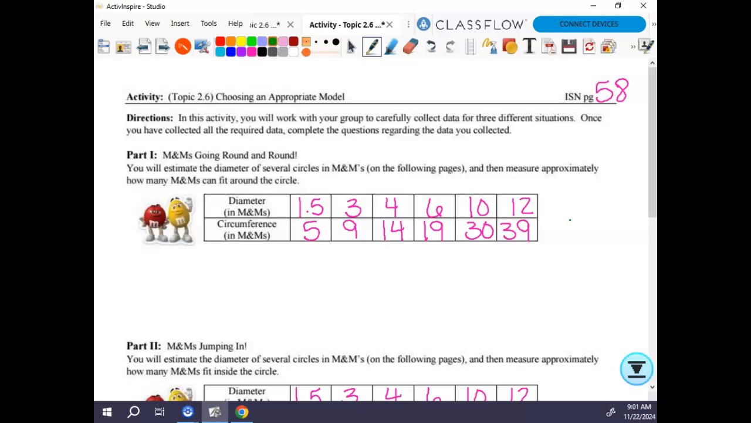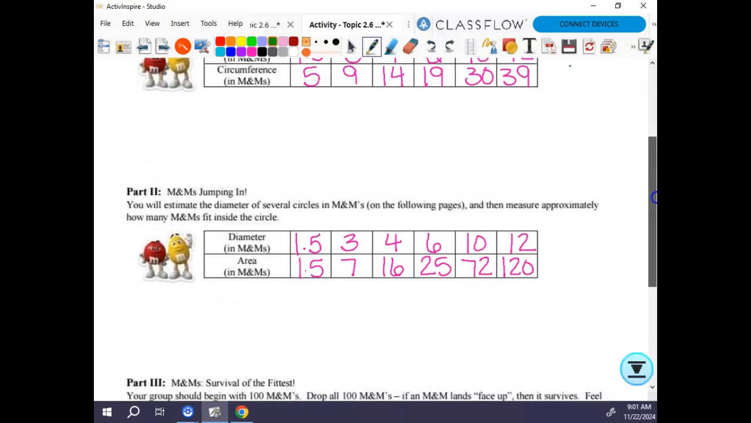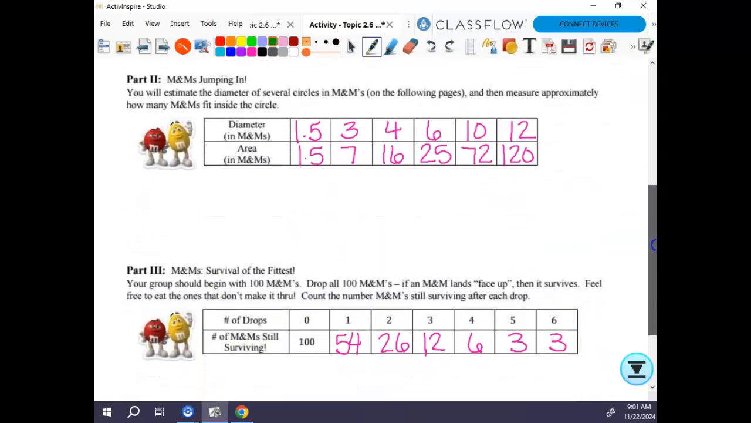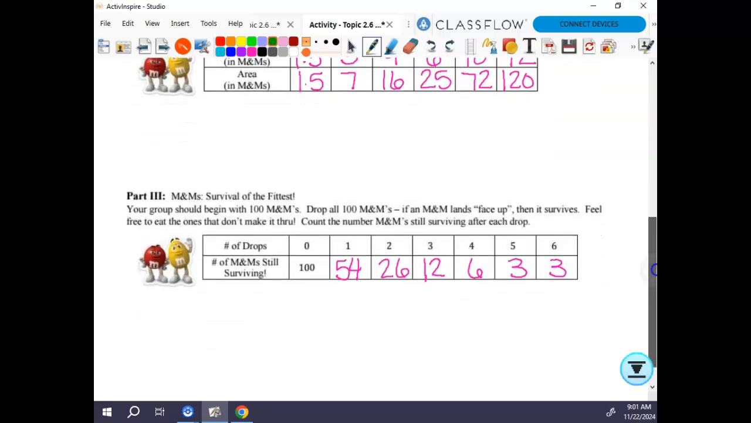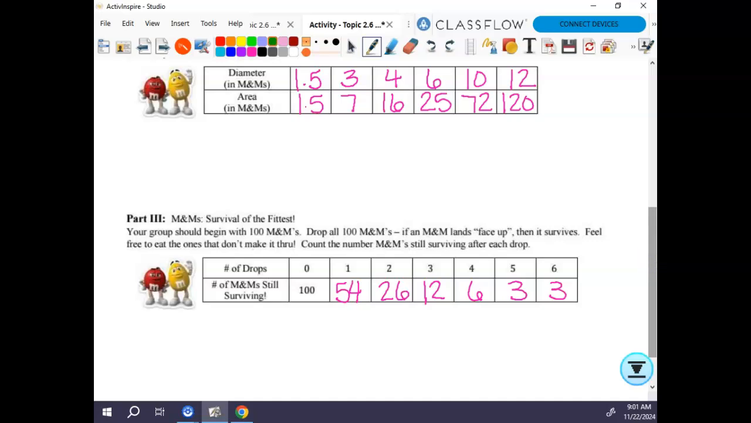If you were watching the video because you weren't here, then just use my data, but here's the rest of it. So if you just kind of scan your data and my data, in theory, for parts 1 and 2, our data should be exact because we were all measuring the exact same thing. But again, since we're measuring with M&Ms, clearly not. Part 3, in theory, again, we should all get the same thing, but when it was experimental probability, we do expect for these to definitely be different, okay?